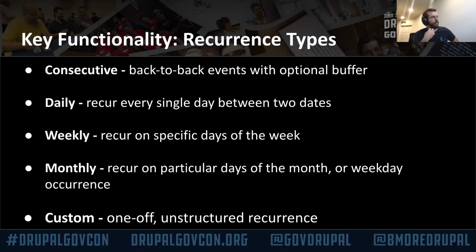Finally, the last way of setting up a recurrence type is a custom or one-off unstructured recurrence. Maybe it's an event that takes place on March 20th, 2020, and then suddenly randomly also on August 1st. There's no structure to that recurrence. There's no way you can figure out a pattern to that, really. So it's a patternless recurrence event, and it's just a date picker. So you say this date and time, this date and time, this date and time, and then you have your events.